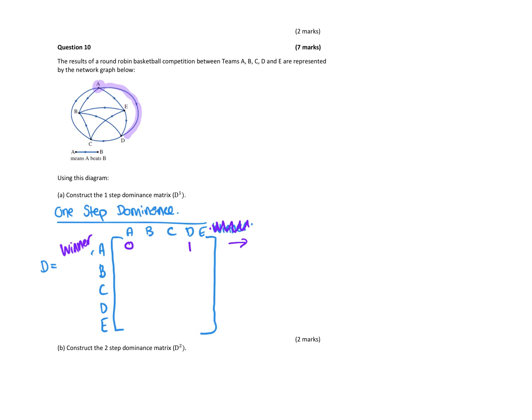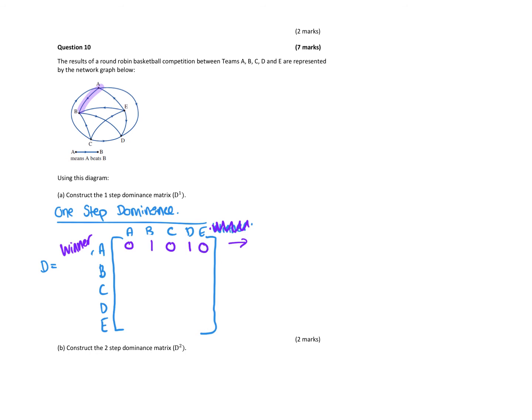Did A beat B? No. Did A beat C? No. And A did beat B, didn't it? Sorry, there's a few games played here. Can you see that, boys? There's a win there. There was a 1 there, and that was it. And it didn't beat E.